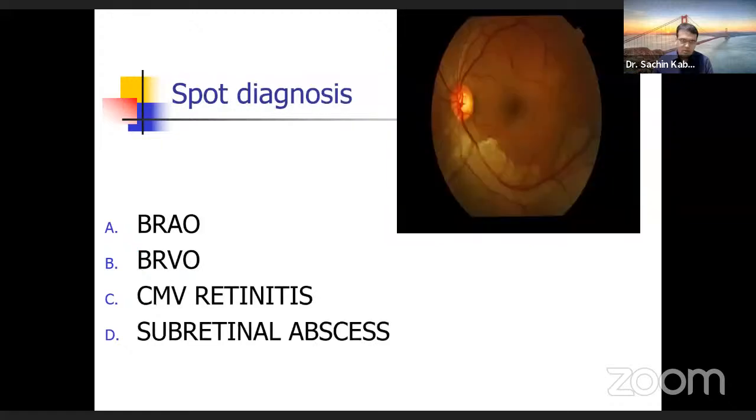I'm showing a fundus photograph, a very obvious picture. You can see the disc, you can see the blood vessels. There is a whitish patch in the inferotemporal area, which is below the retina also. The diagnosis is obviously what? Is it a BRAO, a branch retinal artery occlusion? Is it BRVO, branch retinal vein occlusion? Is it a retinitis? The media is clear. Or is it the subretinal abscess? Artery, vein, retinitis, or abscess? Your time starts now.